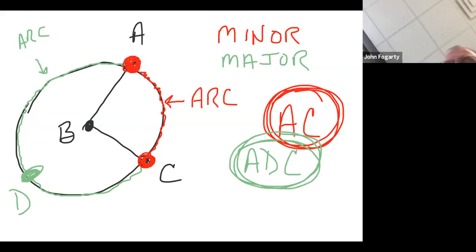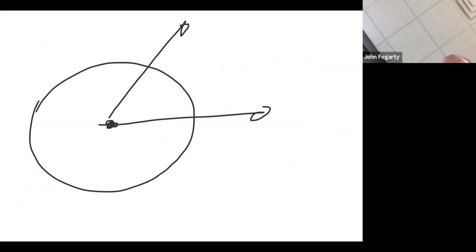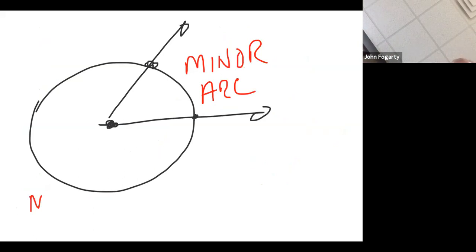All right. So here's what you know. You're going to erase the picture. You're going to draw another one. When you have a central angle, it's going to cut the circle into two arcs. The shorter one is going to be called the minor arc. The longer one is going to be called the major arc. All righty? Does that make sense?